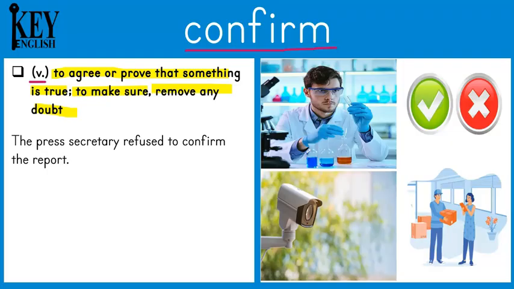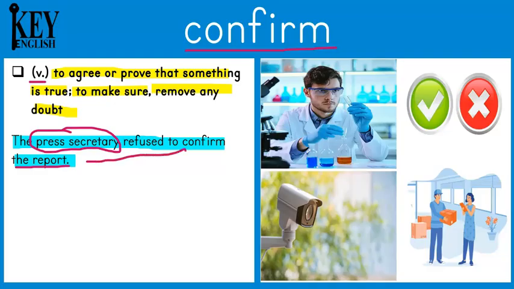The example says, the press secretary refused to confirm the report. This sentence is also a little bit confusing, but it just means that there was some sort of report that happened and someone refused to confirm it. So they didn't want to say that this report was correct. But let's look at some other examples.